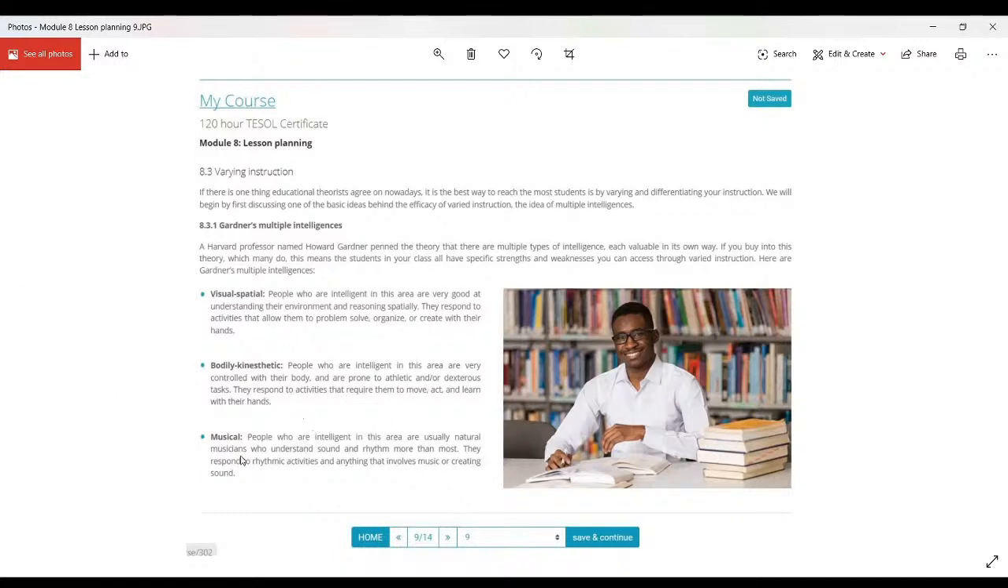Next, musical. People who are intelligent in this area are usually natural musicians who understand sound and rhythm more than most. They respond to rhythmic activities and anything that involves music or creating sound. Ay, ako to. Charing. Alright, save and continue.